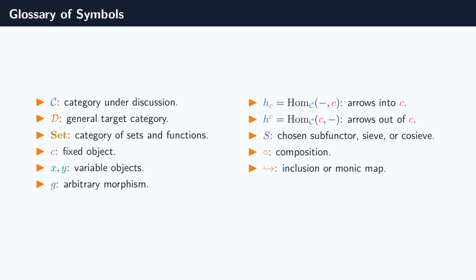The glossary collects the symbols. C is the category we are studying. Set is the category of sets and functions. The object C is fixed. The letters X and Y vary. The Hom expression from blank to C means arrows into C. The Hom expression from C to blank means arrows out of C. S is the selected subfunctor, Sieve or Cosieve, depending on context.